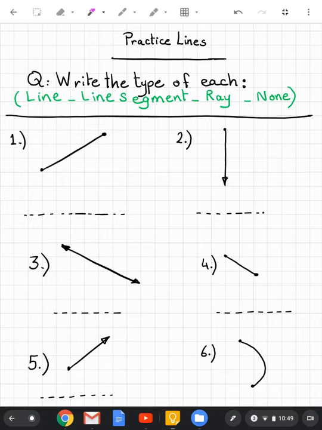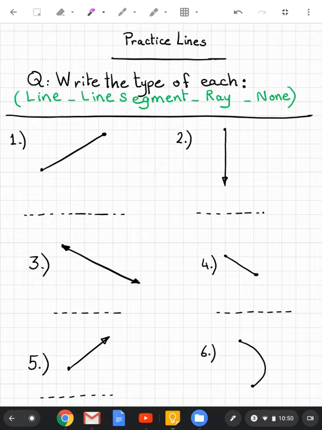We took before the types of lines, and we also took the relation between the lines. We said the types of lines are line, line segment, ray. These are the types of lines. And the relation between lines, we said if we have two lines, they can be a pair of parallel lines, or intersecting lines, or perpendicular lines.